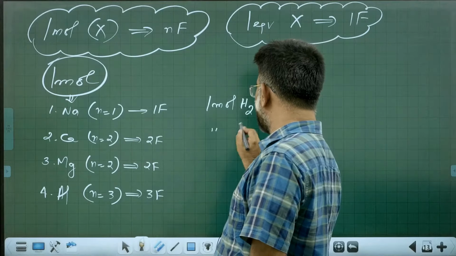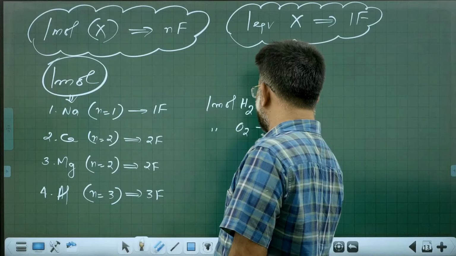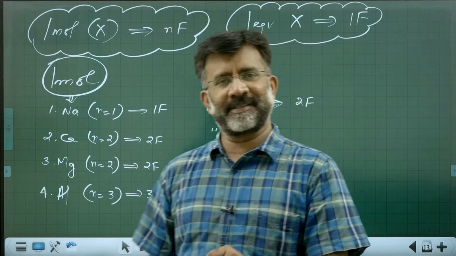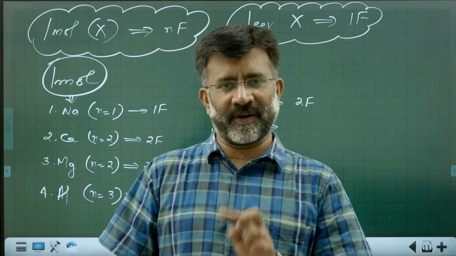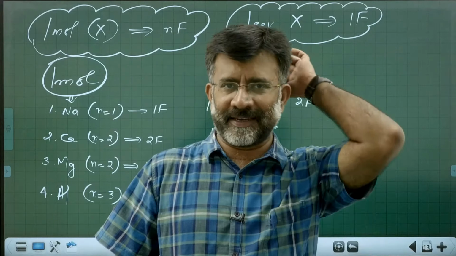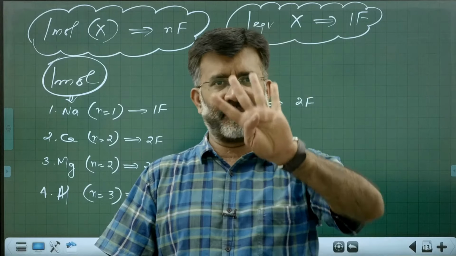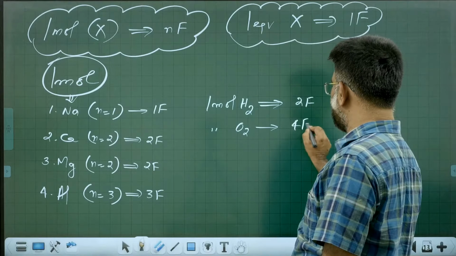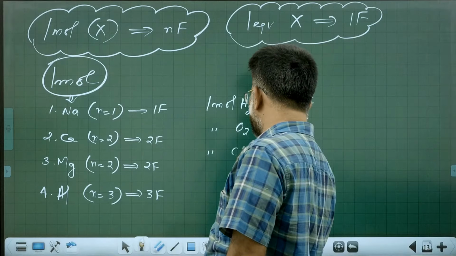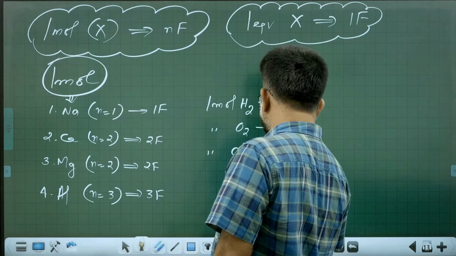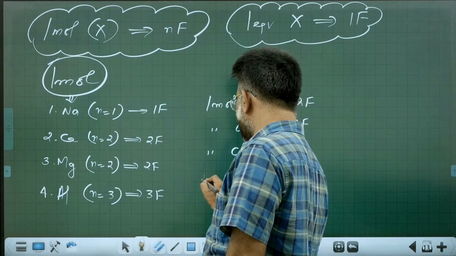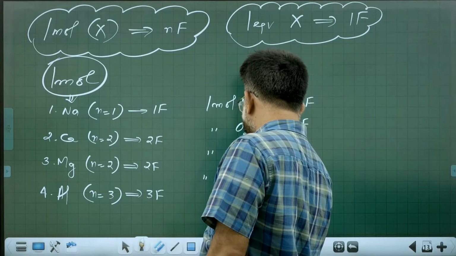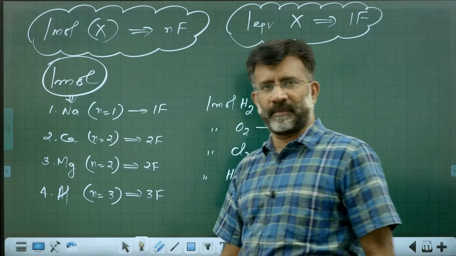What about 1 mole oxygen? 1 oxygen, 2 minus. So 1 oxygen, it is divalent. 2 oxygen means it is valency factor 4. So it will be 4 Faraday, like that. What about 1 mole chlorine gas? Again, 2 Faraday. Okay.